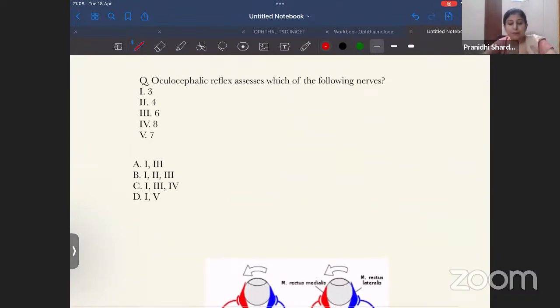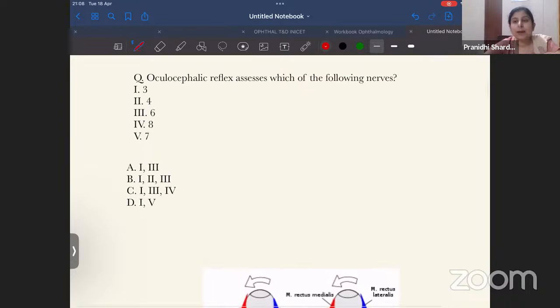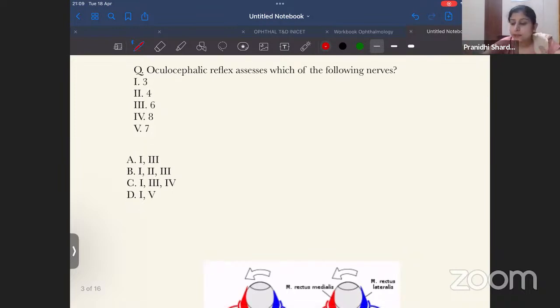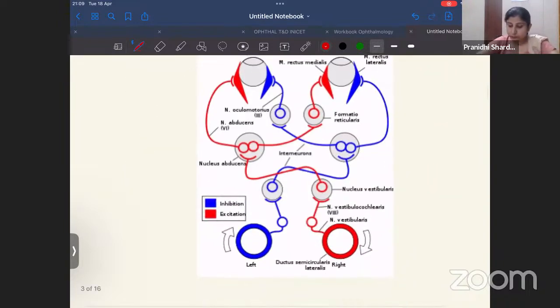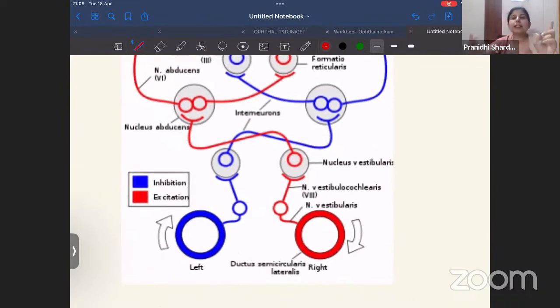Next question is, oculocephalic reflex assesses which of the following nerves? So it is a multiple answer question, because we are given some options and we have to look at the options which are a combination of the given options. So firstly, look at what is the oculocephalic reflex. Oculocephalic reflex is also known as vestibulo-ocular reflex or doll's eye reflex. Now, what is this reflex? Basically, it depends on whenever we turn our head.